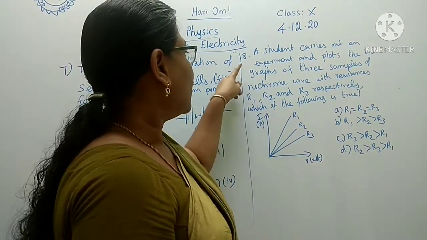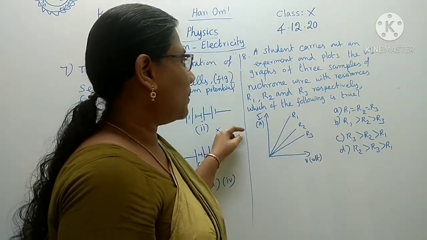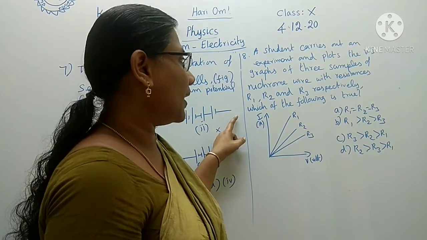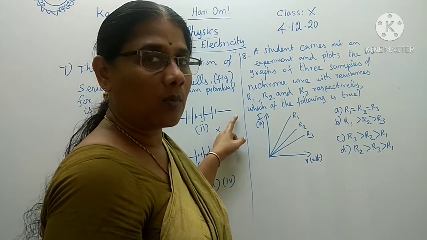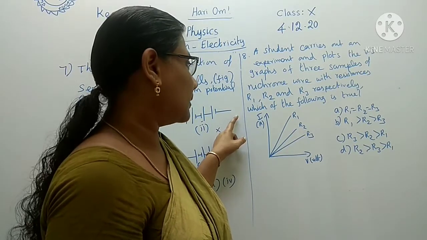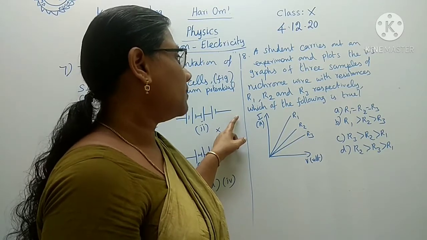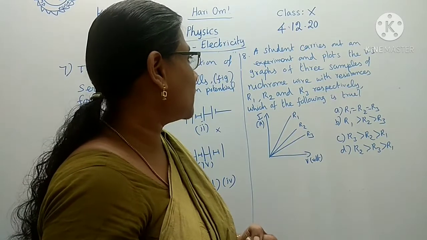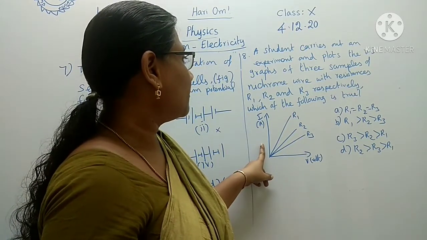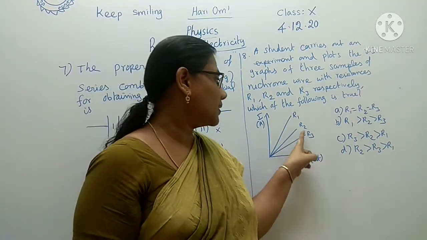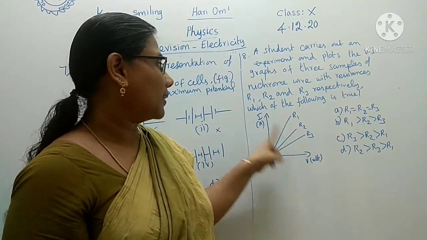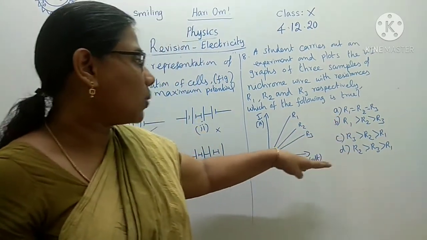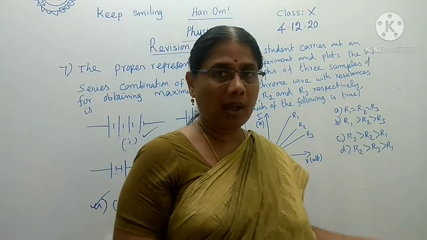Then the next one. A student carries out an experiment and plots the VI graphs of 3 samples of nichrome wire with resistances R1, R2 and R3 respectively. Which of the following is true? The first one given is R1 is equal to R2 is equal to R3.